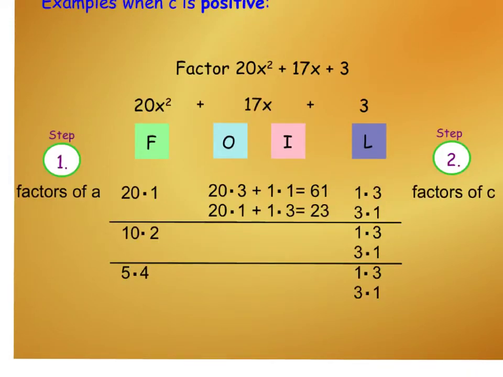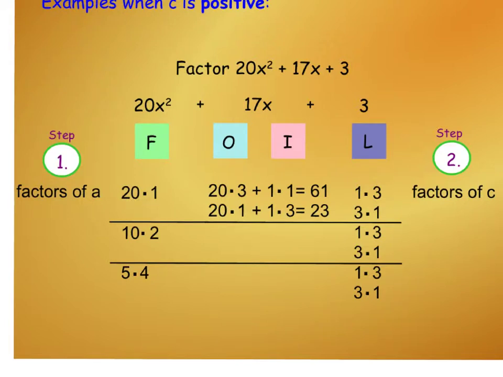Now what we're going to do is use a different example, and we're going to use the FOIL method that we looked at to try and factor out this trinomial. First thing I want to point out is this is used when c is positive. And what we're going to do is look at all the factors of a. So what are the factors of 20?